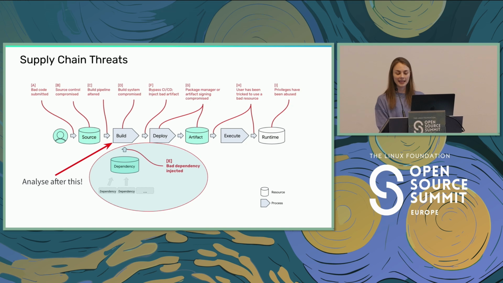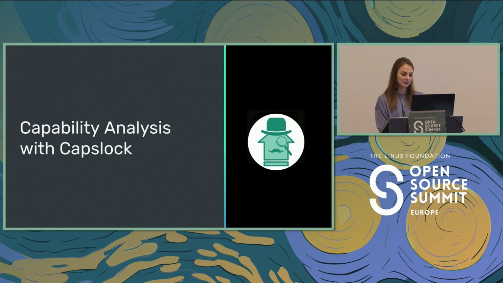That means that the key to thwarting these attacks is to perform analysis on the build artifacts. So what we get after we've built our source code, which includes resolving and pulling in all the open source packages that we depend on. This means we won't just be analyzing what appears to be the input to our builds, but the actual output of the builds. Which brings us to the capability analysis tool Capslock.